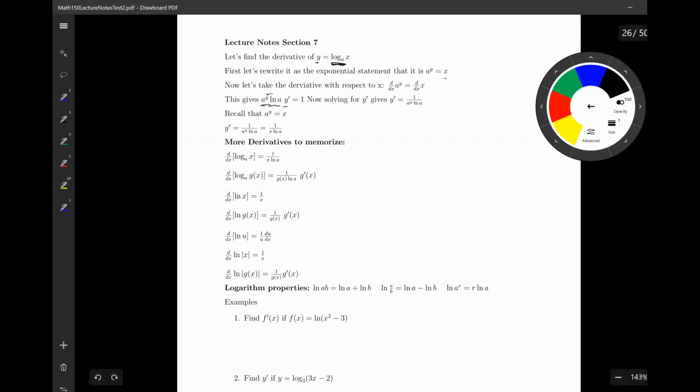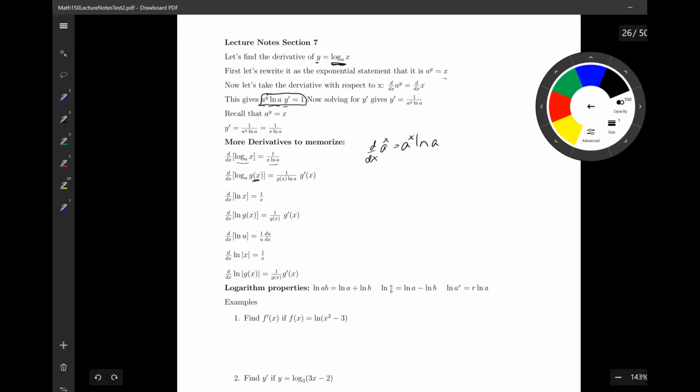All right, so from this statement, if I solve for y prime, I get 1 over a to the y ln of a, and what's a to the y equal to? x. So the derivative of log base a of x is 1 over x ln of a. Let's contrast that with the derivative of a to the x, which is a to the x times ln of a. So make sure you have the two separated. They're close to each other, but not quite.